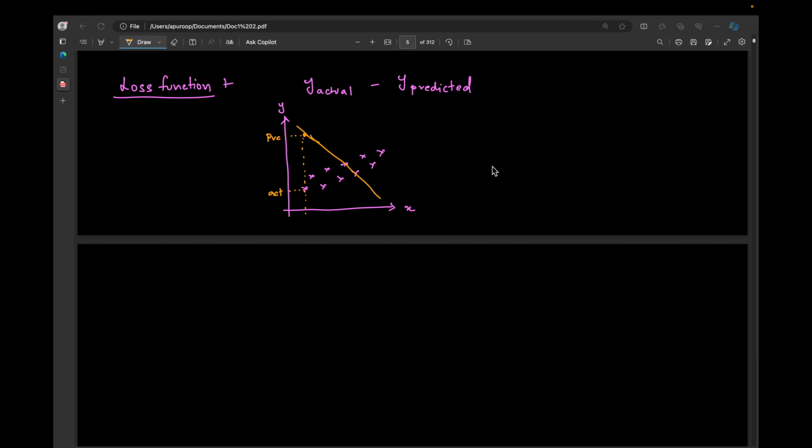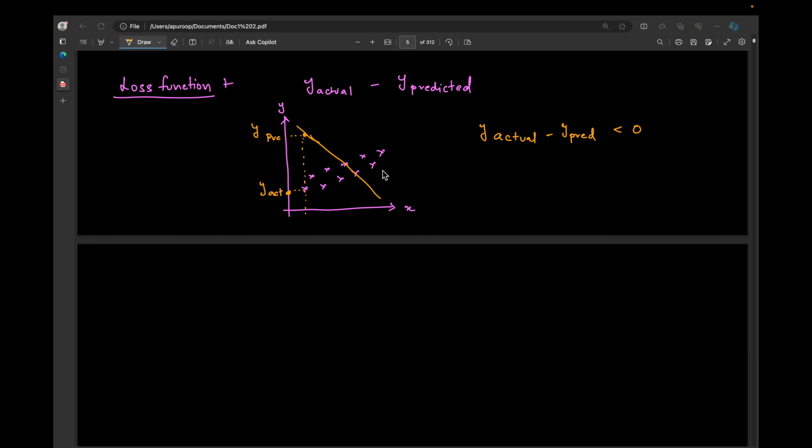Think of it. So actual is over here, that will be some 1 or 2, and this will be some higher value, right? So as the predicted value is higher, y actual minus y predicted will be less than 0, because this is lower and this is higher, so this will be less than 0, right?